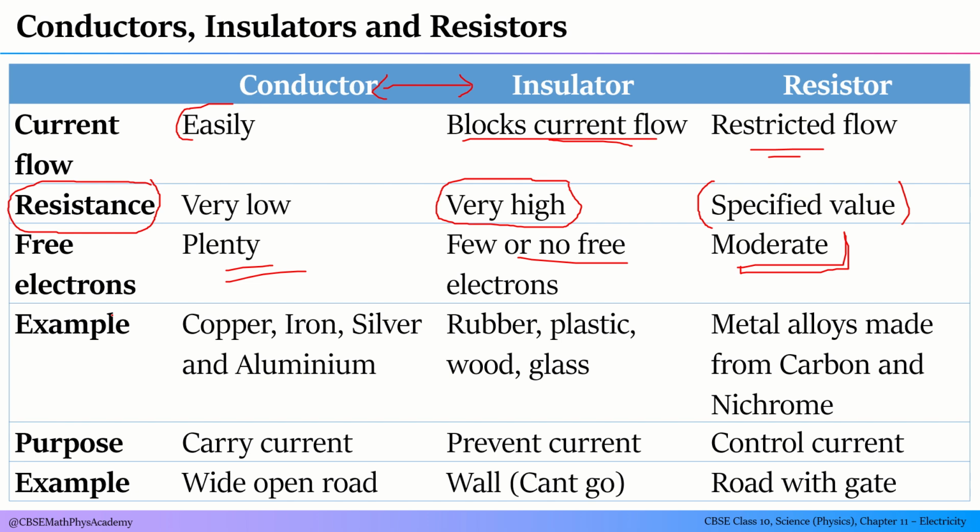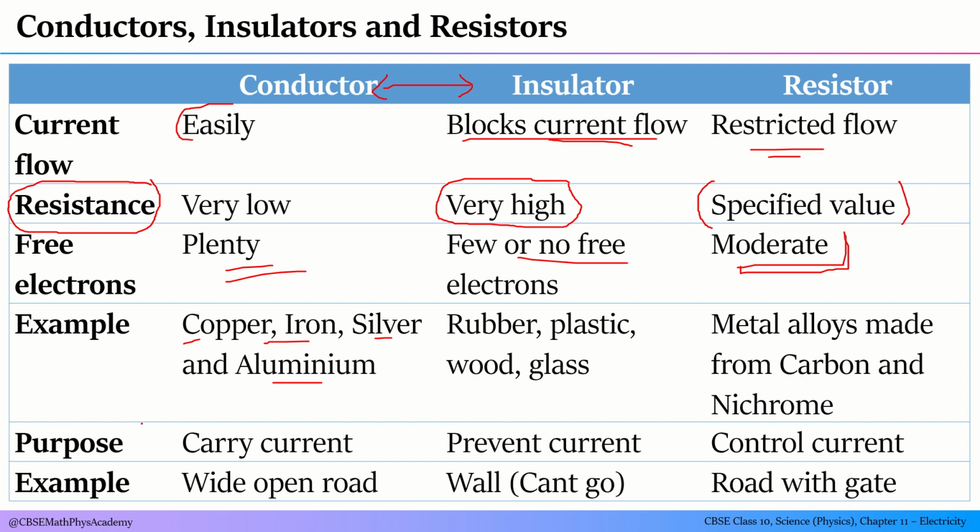Okay. Examples: whatever you see in the conductor are pure metals like copper, iron, silver, aluminum. These are all good conductors of electricity. Whereas insulators don't conduct electricity. Examples: wood, glass, plastic, rubber. They all do not conduct electricity. So these are all examples of insulators. Whereas resistors are artificially designed. I mean, they are designed and man-made. So it's a mix of two metals. For example, nichrome. An alloy is made from carbon and nichrome.